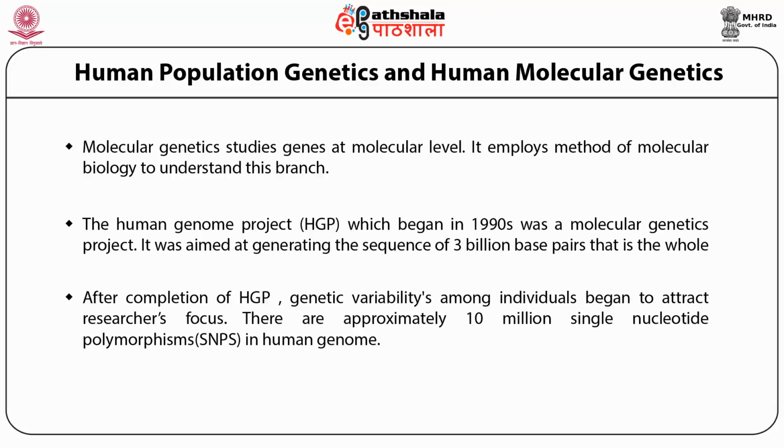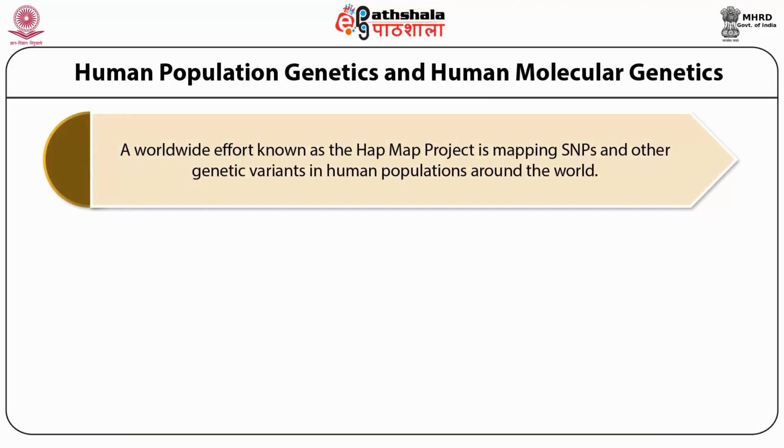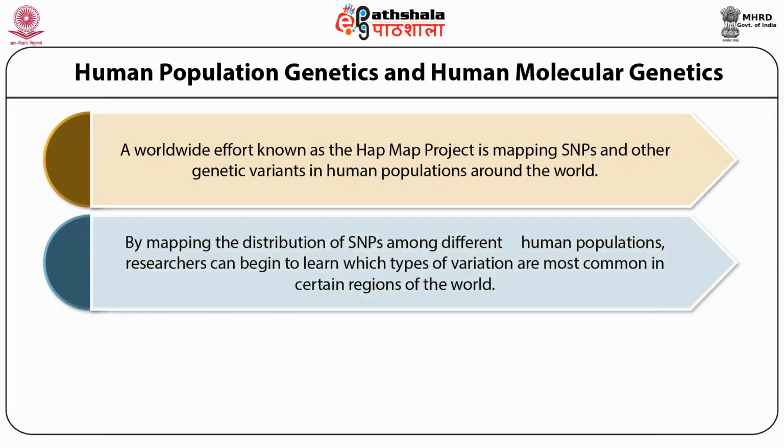There are approximately 10 million SNPs in the human genome as per the HGP data. The data generated by HGP on SNPs is used for another effort known as the HapMap project, which involved mapping SNPs and other genetic variants in human populations around the world. By mapping the distribution of SNPs among different human populations, researchers can begin to learn which types of variation are most common in certain regions of the world.